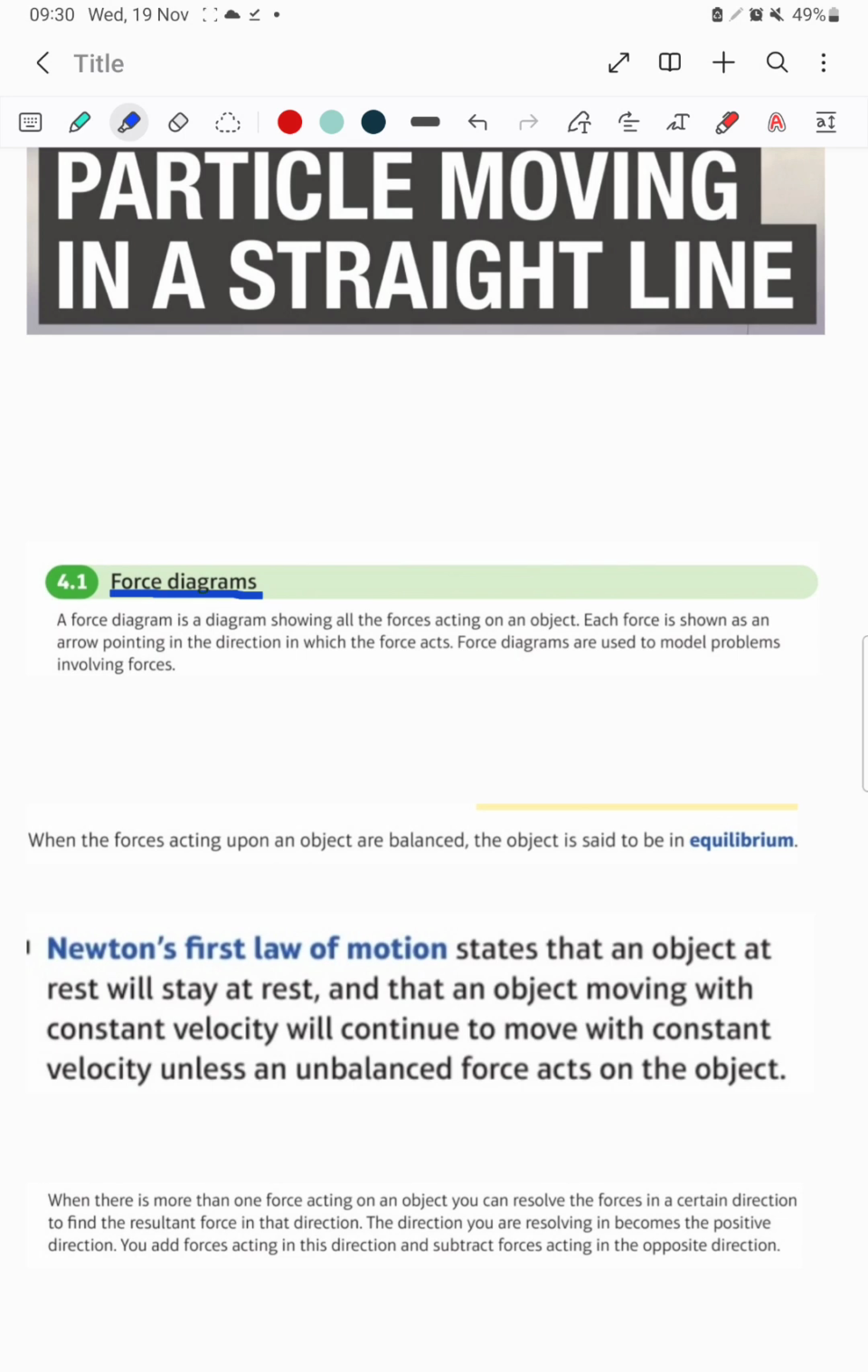A force diagram is a diagram that shows all the forces which are acting on an object. Each force is shown as an arrow pointing in the direction in which the force acts. For example, this is an object, and if a force is acting in this direction, let's say right direction, we will show it with an arrow. Force diagrams are used to model problems which involve forces. Let's say there is one object and so many forces are acting on it. So we have to see what the resultant force is, and in which direction the object will move.